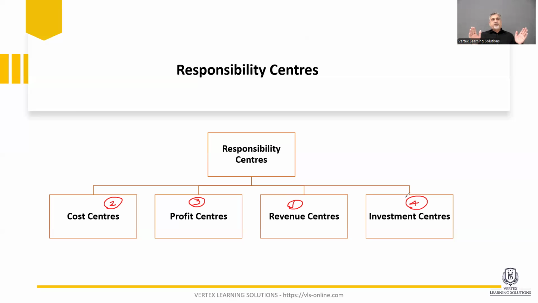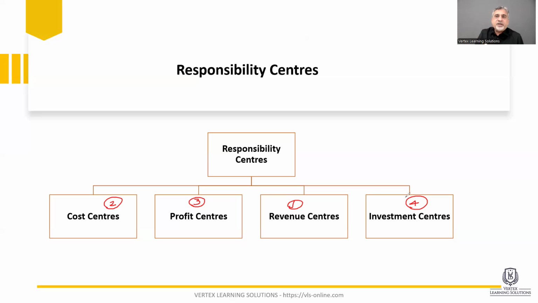So for example, the production department has got nothing to do with the investment. It is not an investment center. Production department has got nothing to do with the profits. Production department says, I produce the product and I give it to you. Now, how do you sell it? For how much do you sell it? How much profit do you make? I'm not concerned with that.